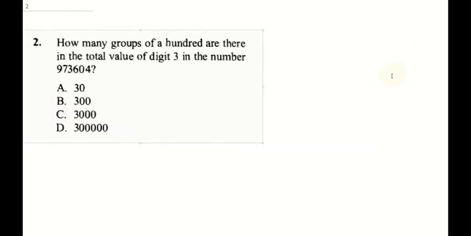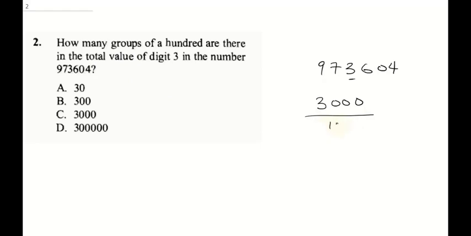Question 2 says, how many groups of hundreds are there in the total value of digit 3 in the number 973604? Now when you see this number, you're going to see that this is 3000. Now it's asking for how many groups of 100. All you need to do is divide it by 100.